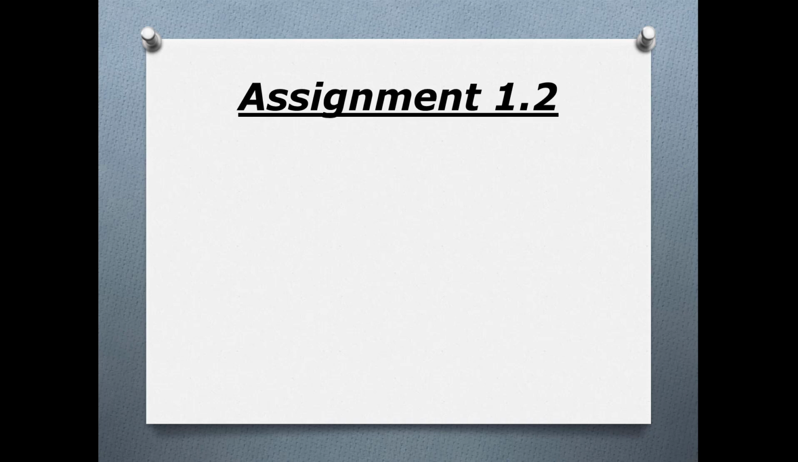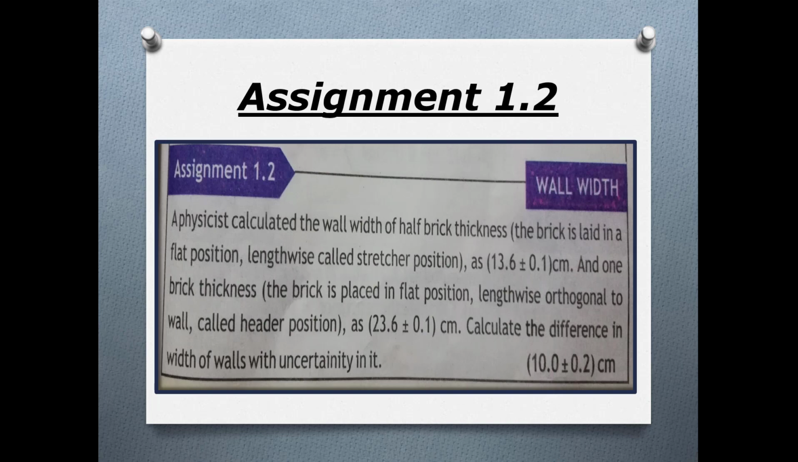Okay, so we are having assignment 1.2. A physicist calculated the wall width of half brick thickness. The brick is laid in a flat position lengthwise, called stretcher position, as 13.6 plus minus 0.1 centimeter. Actual value plus minus uncertainty. Add one brick thickness. The brick is placed in flat position lengthwise orthogonal to the wall, called header position, as 23.6 plus minus 0.1 centimeter.